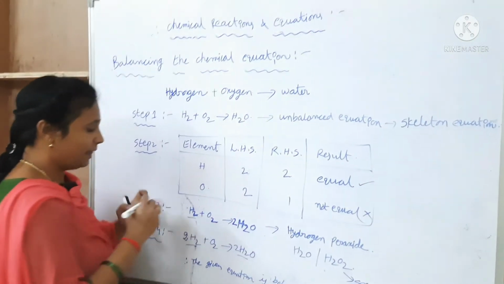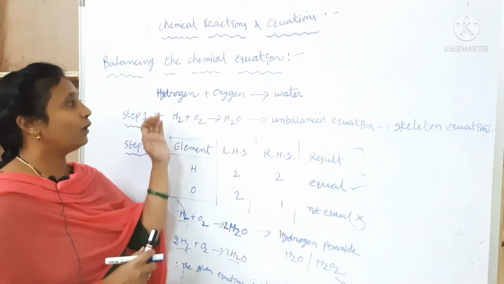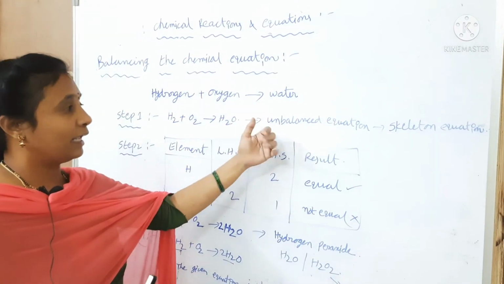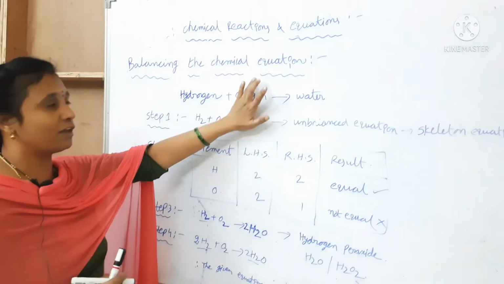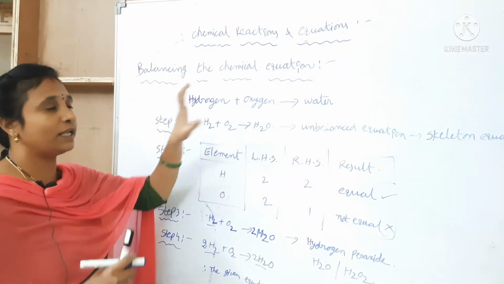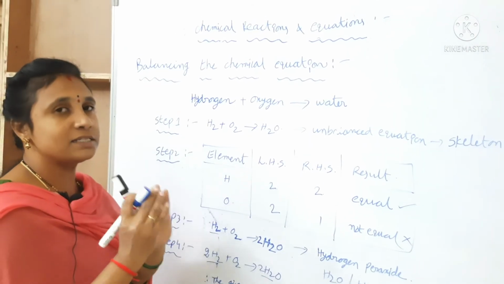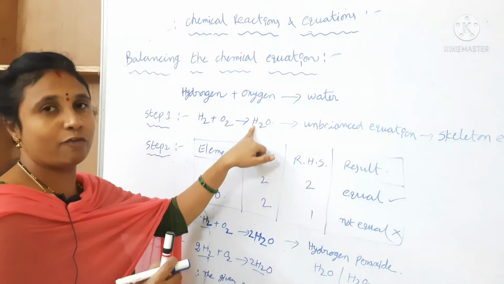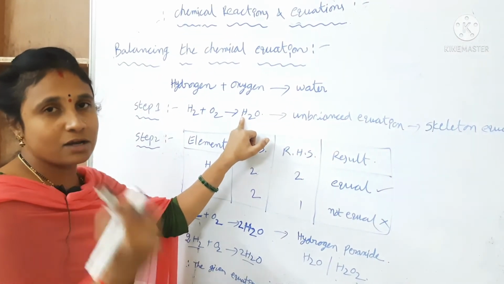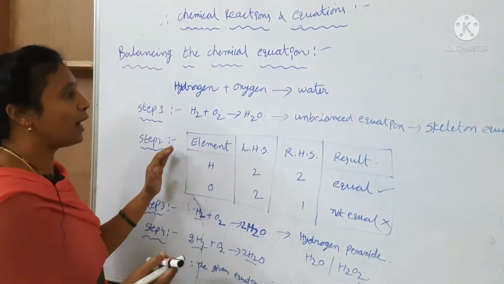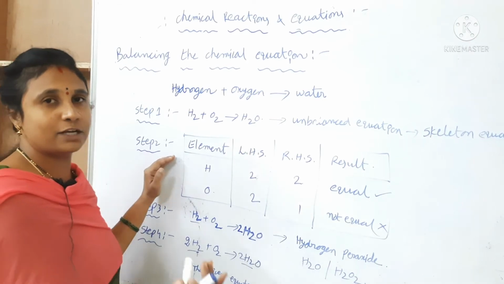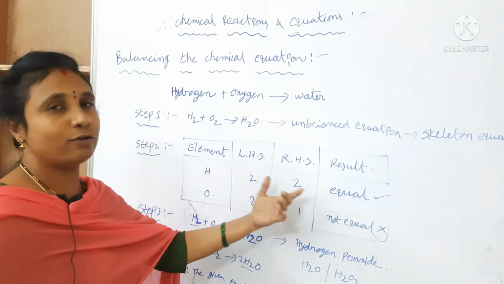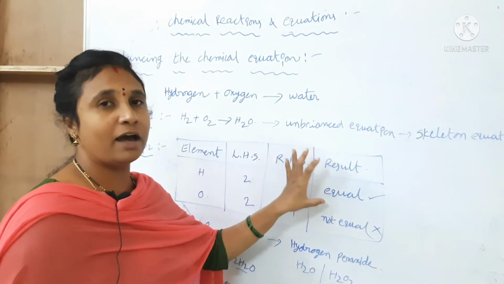Is it understood? In the first step, you have to write the smallest equation by using the chemical formulae. While balancing the chemical equation, first of all you have to write the smallest equation by using the chemical formulae, by using the chemical compounds. Next step, you have to count how many elements are used on the left side and how many elements are used on the right side. Next, you have to check whether these elements are equal or not equal.